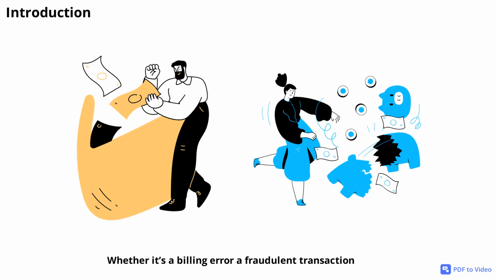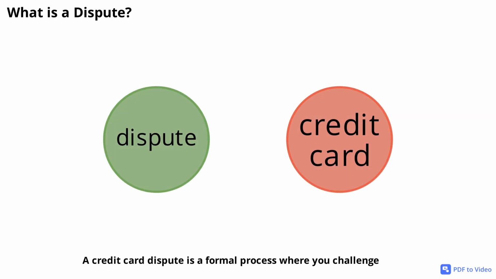Whether it's a billing error, a fraudulent transaction, or a service you never received, understanding your rights and the proper procedures is essential. Let's get started by understanding what a credit card dispute actually is. A credit card dispute is a formal process where you challenge a charge on your statement that you believe is incorrect or unauthorized. This could be due to a billing error, a double charge, a transaction you didn't make, or a product or service that wasn't delivered as promised.